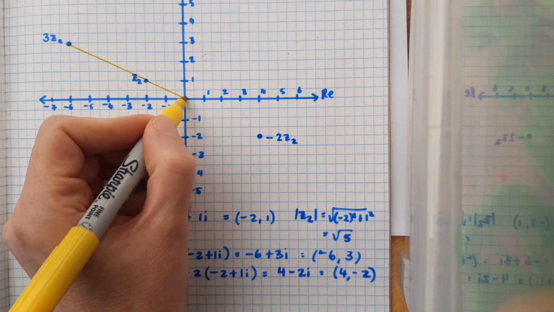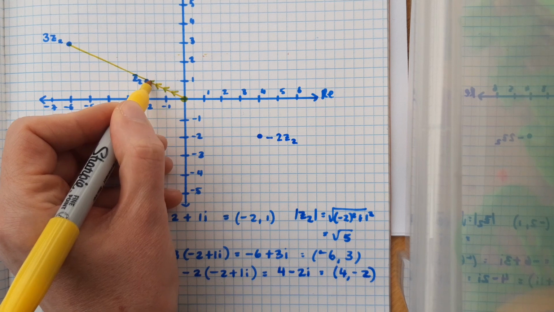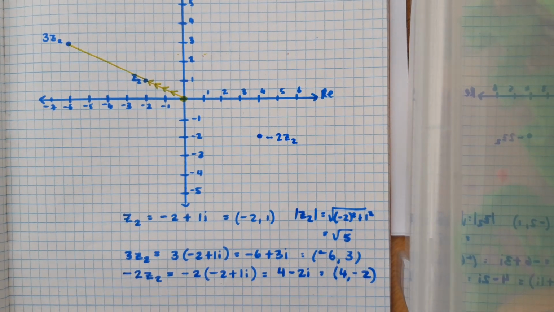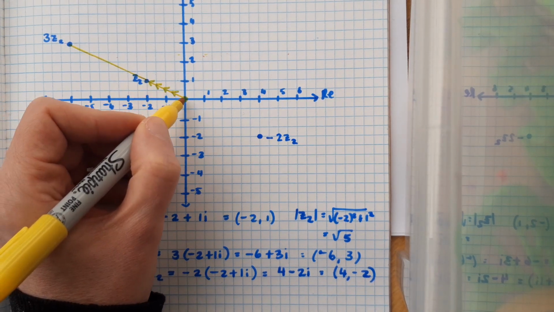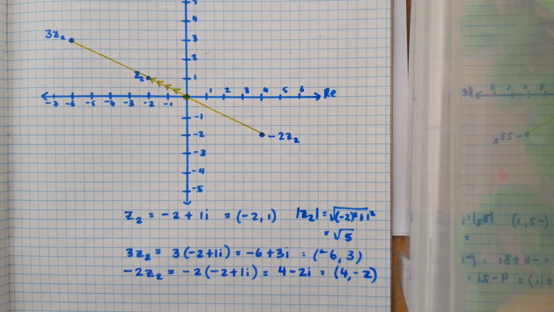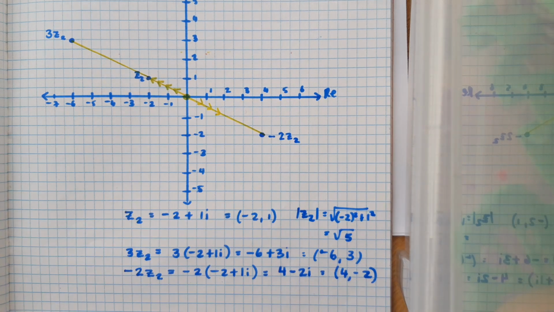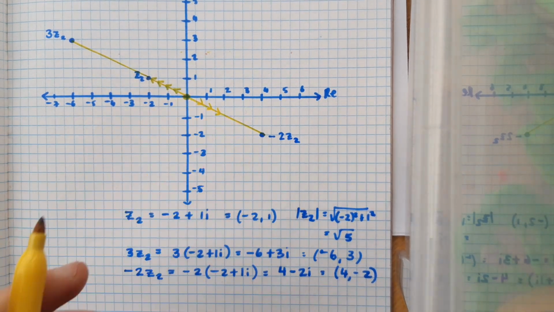So what's happening is, if you imagine that z2 is going this direction from the origin, when I multiply by a negative, what I'm effectively doing is reversing my direction. So instead of going this way, I'm now going this way. And of course, because I'm multiplying by minus 2, not only am I reversing direction, but I'm going twice as far from the origin.